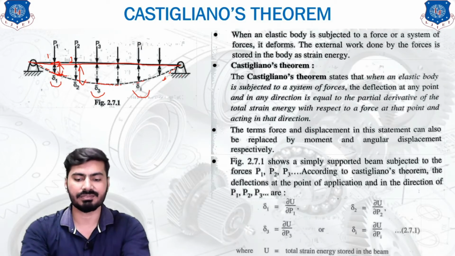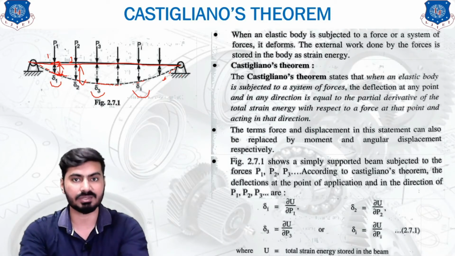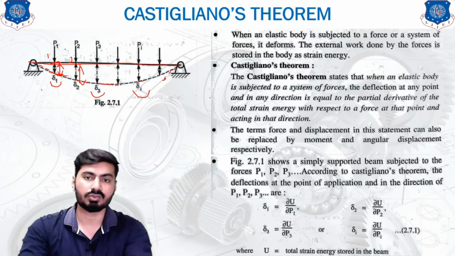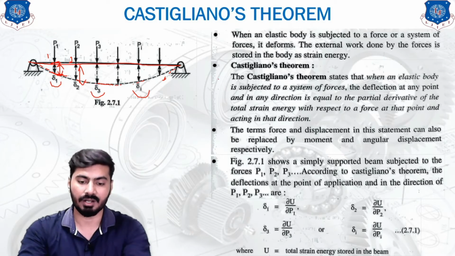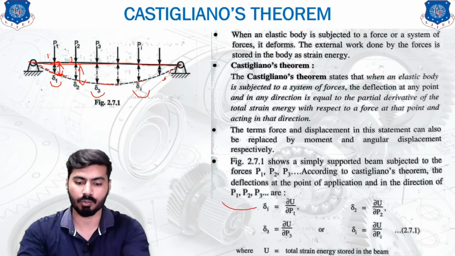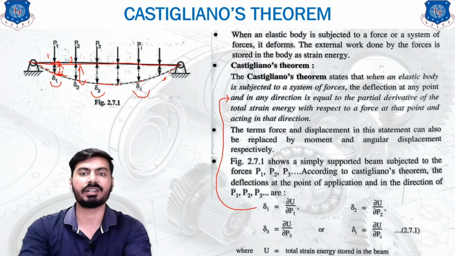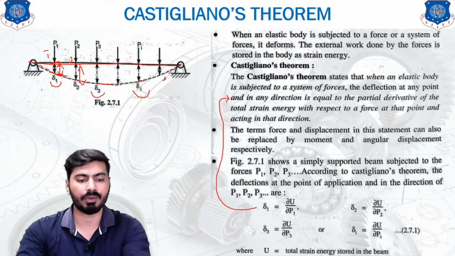Now in order to find this deflection, we have an equation which can be derived from the statement of Castigliano's theorem itself, and that is delta 1 equals del U upon del P1. Now how this equation came, I would like to show you the origin of this equation from the statement itself. If you see, the statement indicates that if you want to calculate the deflection in any direction at any point, let's say we want to calculate the deflection for point number 1, then at that particular point, deflection delta 1 can be calculated.